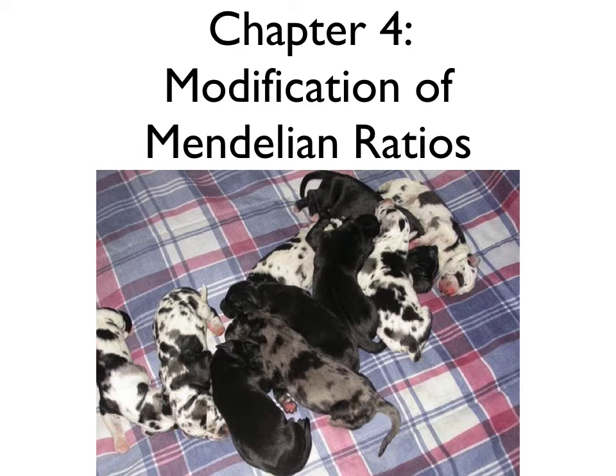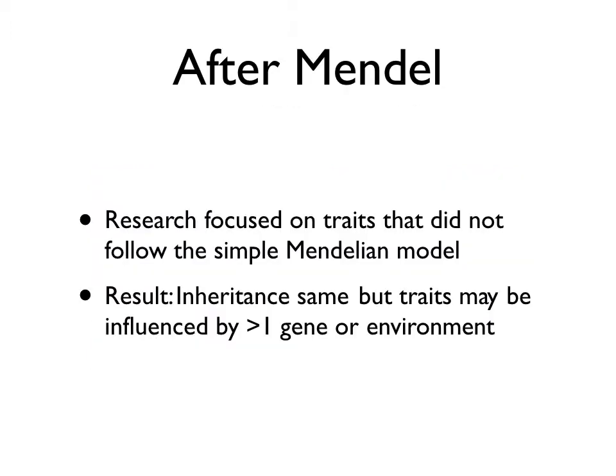And so, how is this phenotype derived if there are only two alleles, two copies of the gene present in each of these puppies? So, what's going on? We're going to dig into this, and first we need to start with where the field went after Mendel's work was rediscovered and its importance recognized in the context of inheritance of traits and evolution of species.